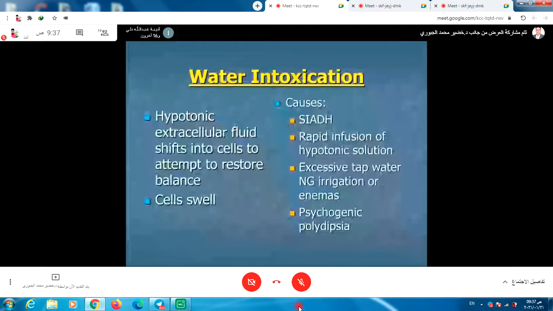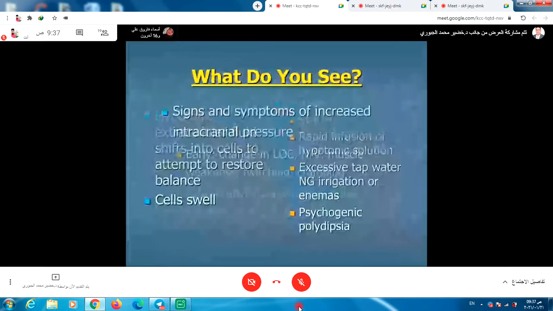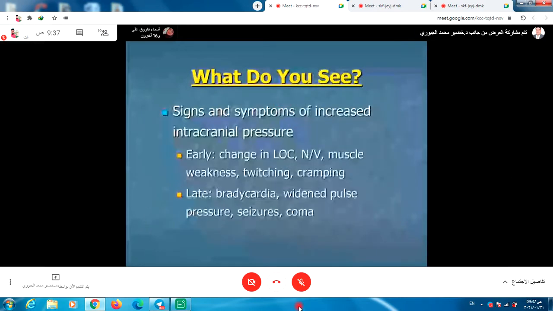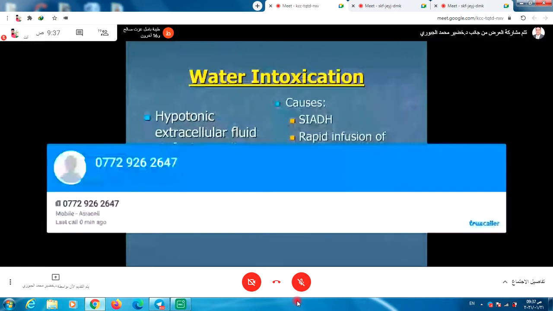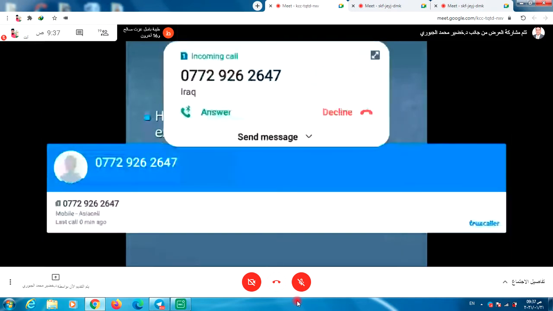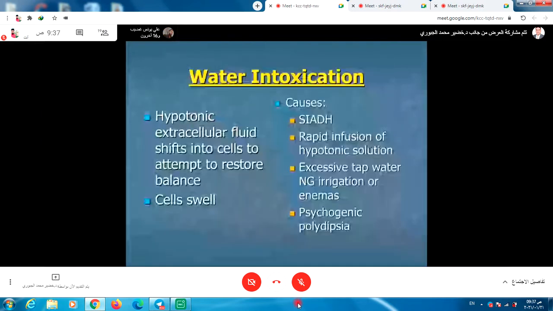Water intoxication in psychological polydipsia. What we see, signs of raised intracranial pressure, early signs in change in the level of consciousness. Water intoxication, doctor, this is the slide, you see.